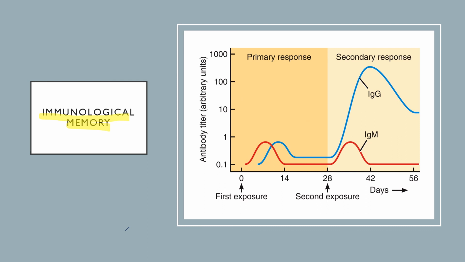Now, after initial contact with an antigen, no antibodies are present for a period of several days. So here we get that first exposure. We have a couple days where there are going to be no antibodies present. Then we get a slow rise in the antibody titer. This word titer is the amount of antibody in the blood serum.